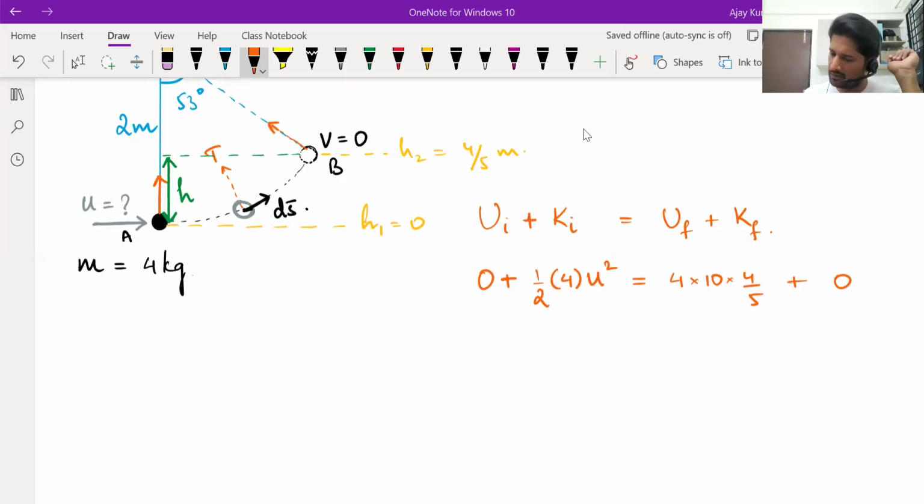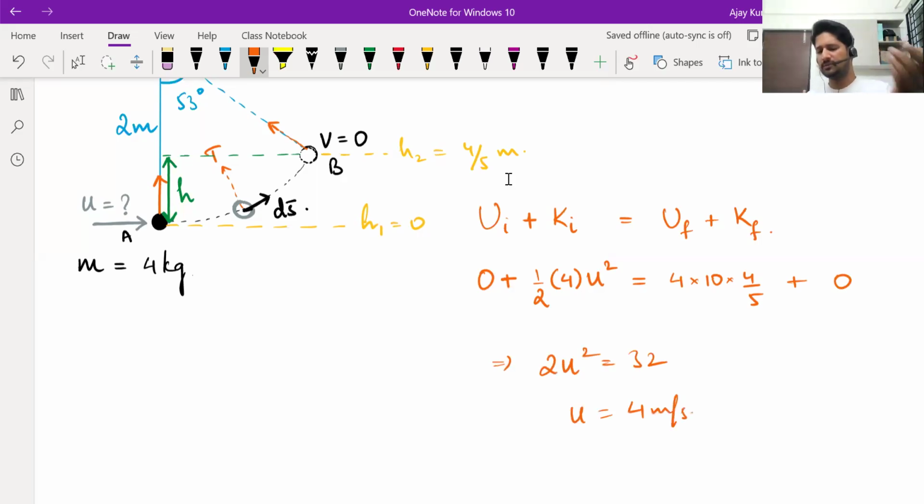That's all. Now 4 into 10, 40 by 5. This becomes 8, so right hand side becomes 32. Left hand side becomes 2u square. So you again get 2u square is 32. So u square is 16, u is 4 meters per second.